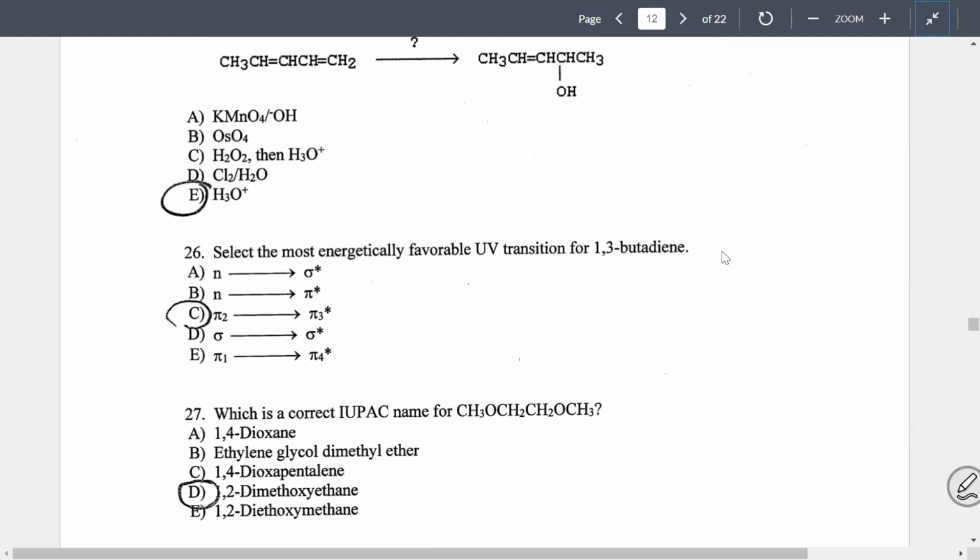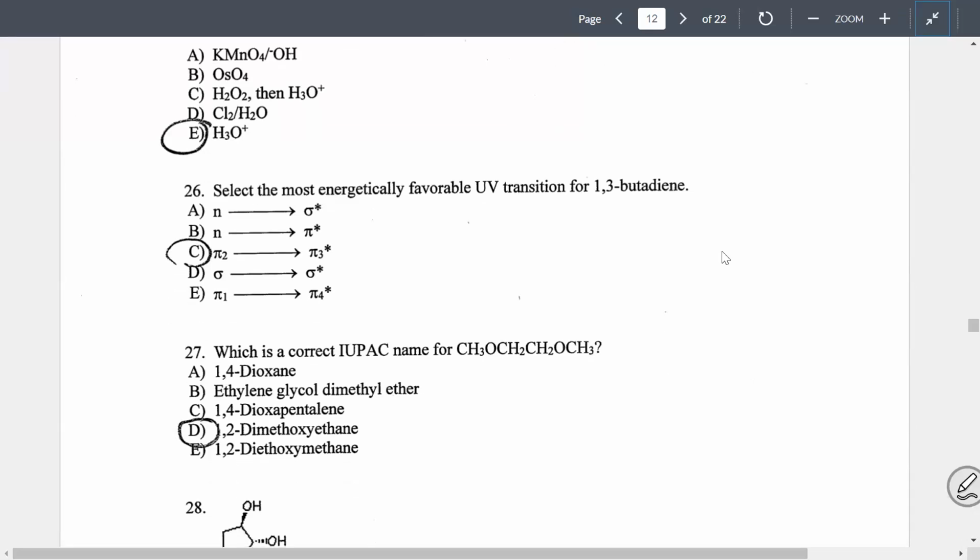What chapter is this from? 14. I think 13 actually. 13, thank you. Conjugated systems was in 13. So this is talking about your molecular orbital theory. The most favorable transition is HOMO to LUMO, which we know are right next to each other. So option C is the one that makes sense. What about options A, B, and D? They're a little too far apart.